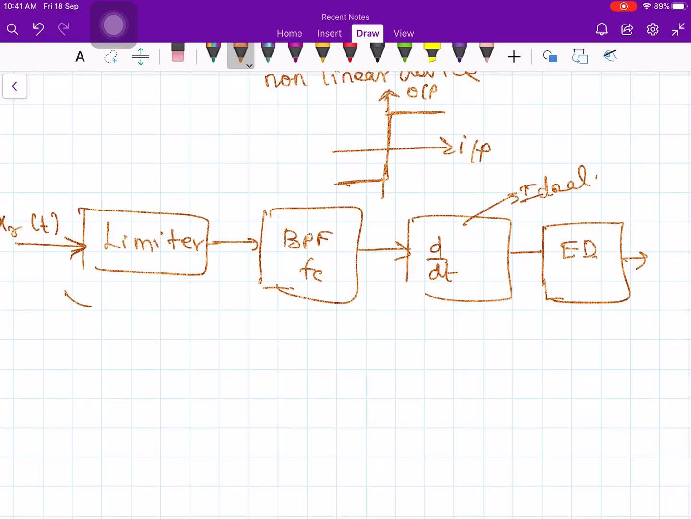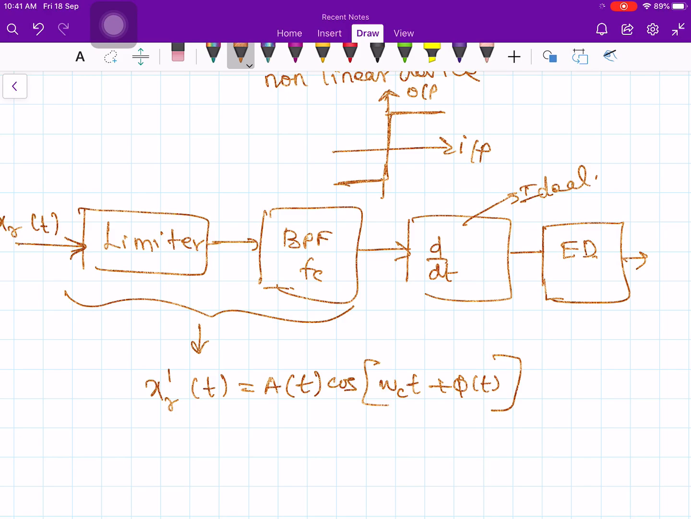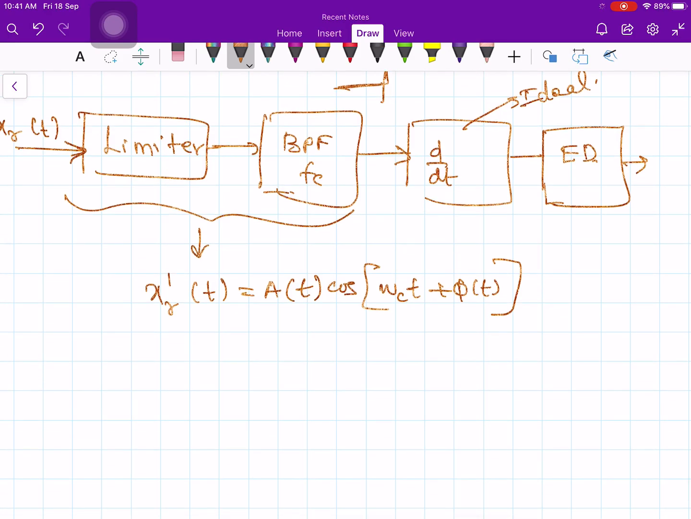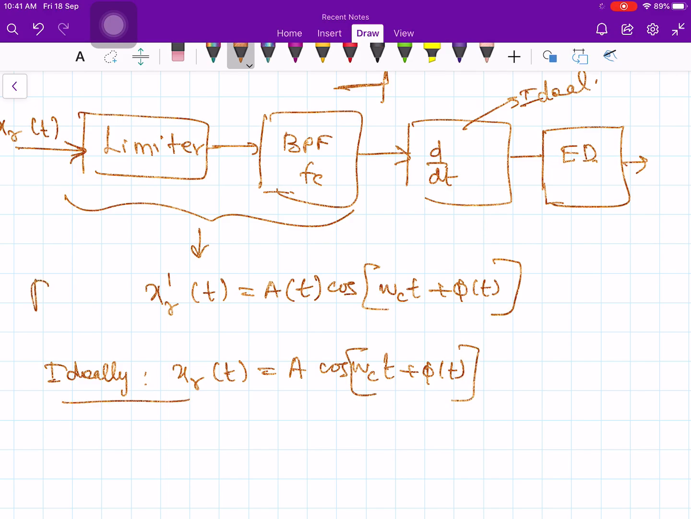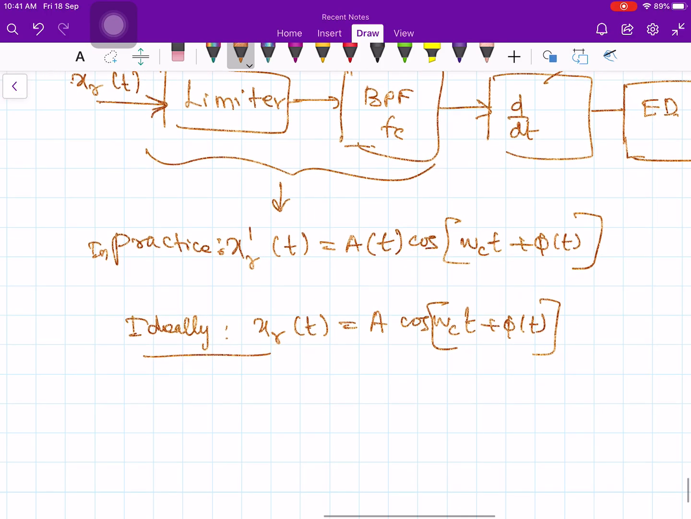Why do we need this combination? Because in the received signal, let's say XR dash of t is not a constant times a cosine signal, it is some time varying function E of t times cos of omega ct plus phi of t. But ideally we want the received signal XR of t to be A times cos of omega ct plus phi of t. This is ideal, but this is what you get in practice. In practice you will get a signal like this.